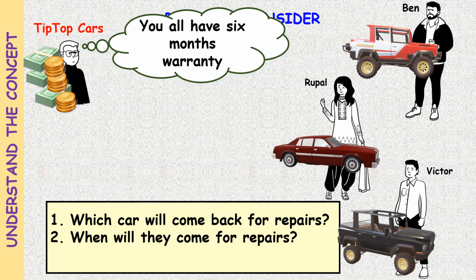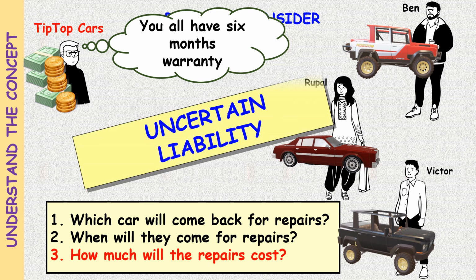Similarly, when will they come back for repairs? We do know that Tip Top Cars has 6 months warranty service, but do we exactly know when the car will come back for repair? Again, there is uncertainty about it. And finally, even if a car comes back for repair, how much will the repair cost? Will it cost $100, $200, $500,000? There is uncertainty about how much it will cost to repair the cars. All of these make the amount and the timing of the liability uncertain. So we call this an uncertain liability.